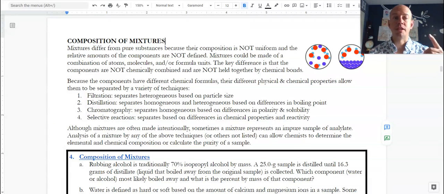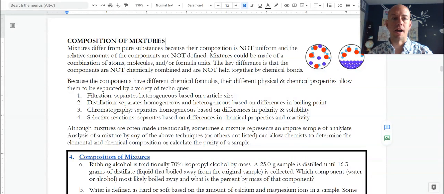Looking at percent composition, empirical formulas, and molecular formulas relies on the fact that the samples of matter that we're looking at are pure substances. They have a defined and constant composition. They're made of certain elements bonded in certain ratios that don't change.